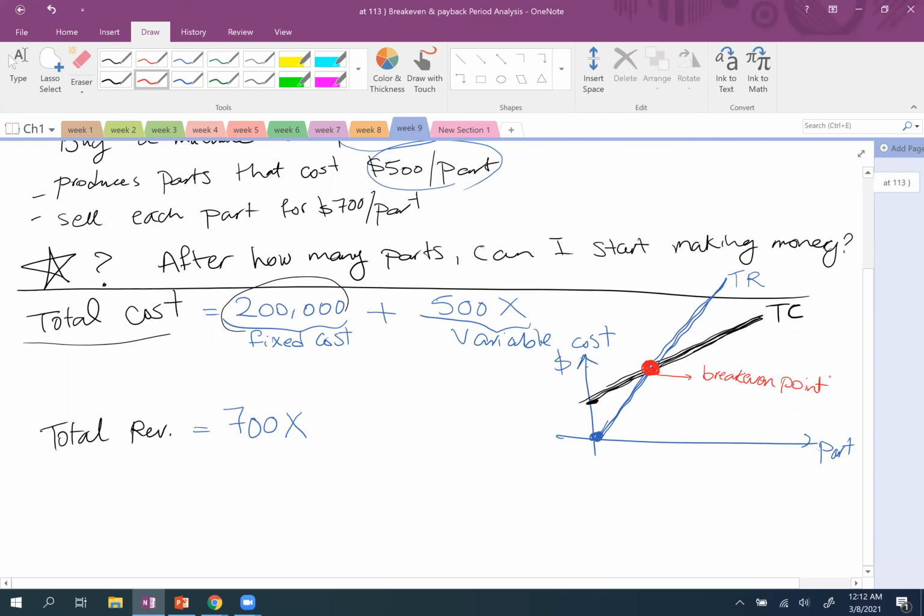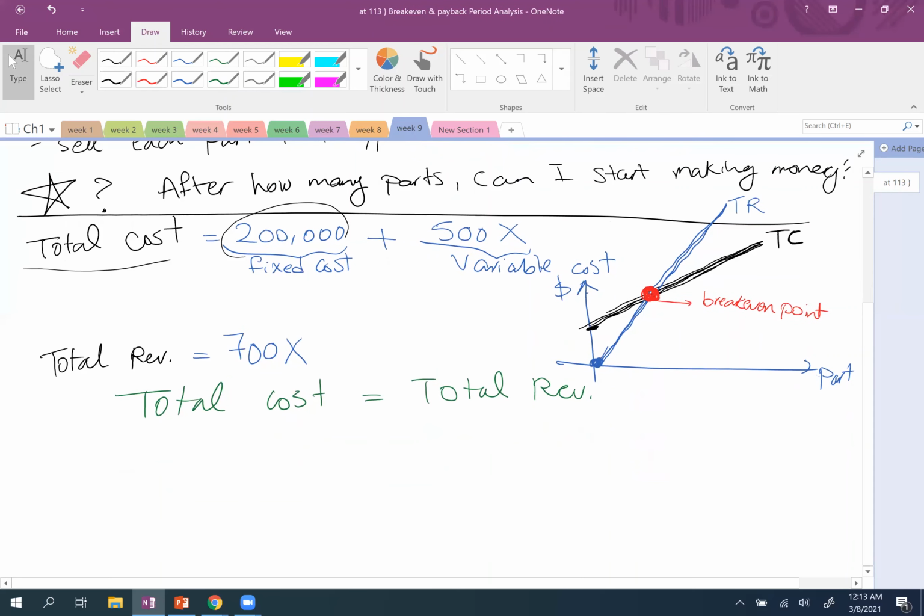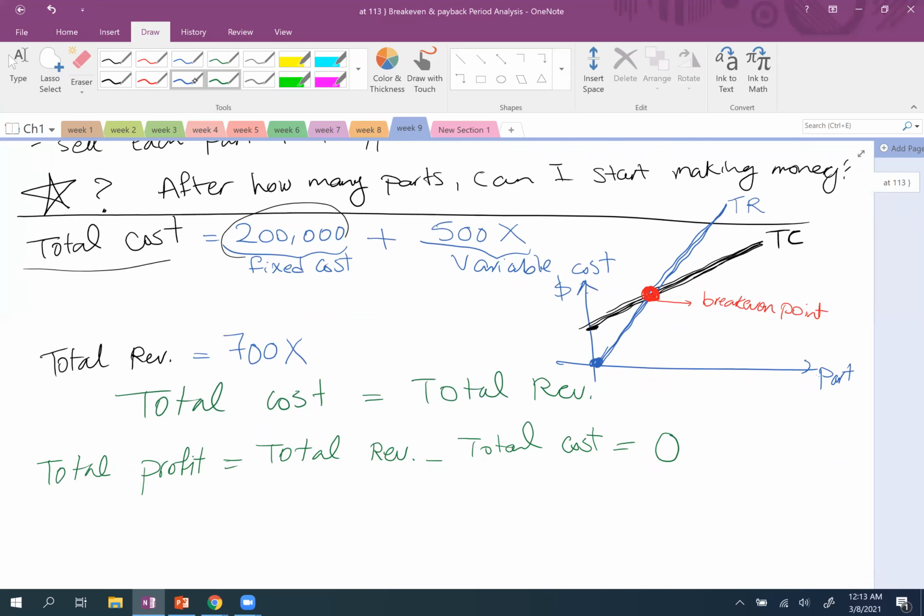It means that the break-even point is the point at which your total cost is equal to your total revenue. So do you agree that we can define our total profit as total revenue minus total cost? And if they are equal, it means that our total profit is equal to zero. So let's say for this example that we are discussing, our total revenue is 700x minus our total cost.